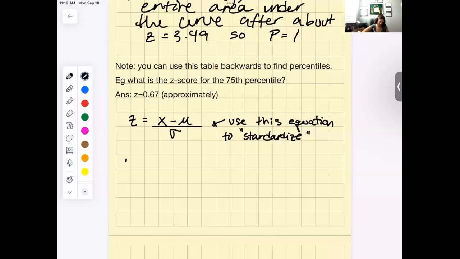So let's do an example. We're going to do example 4.16, which is on page 162. So turn to page 162. It is kind of towards the top.